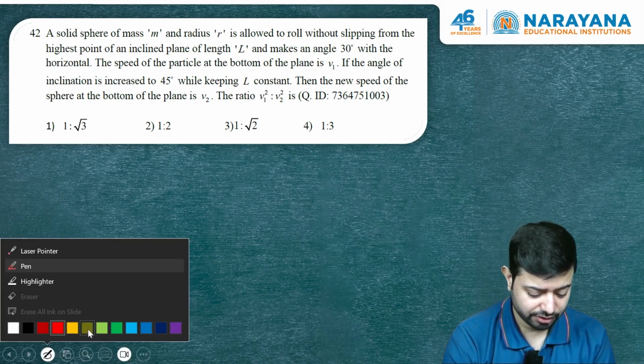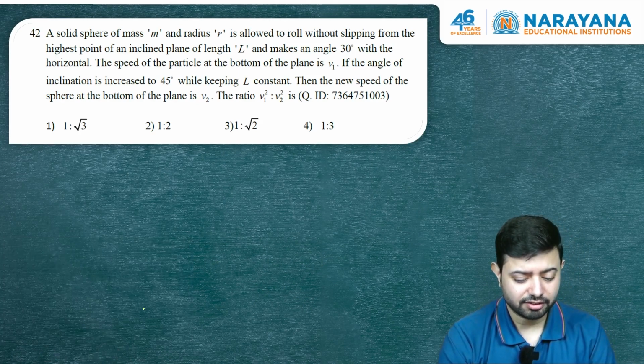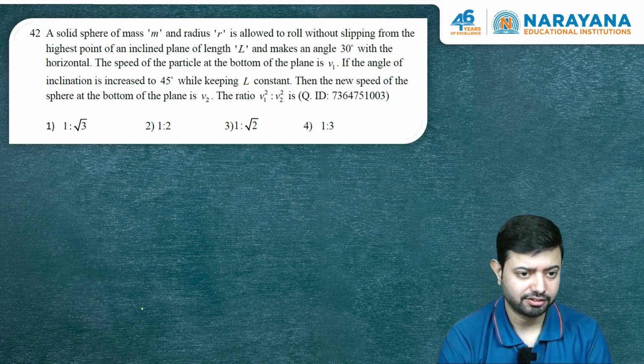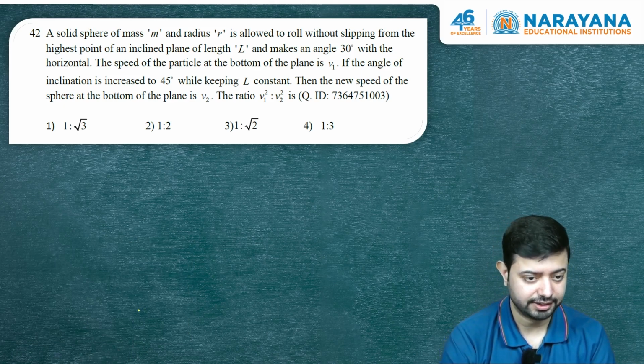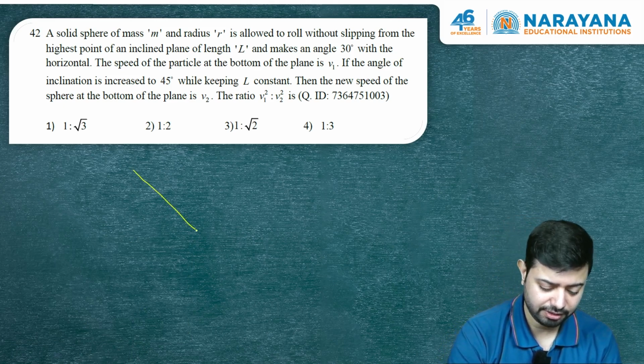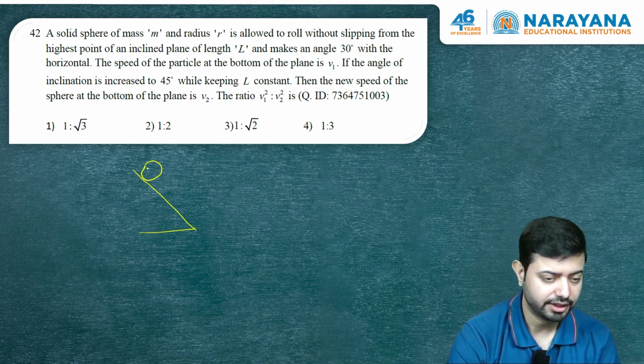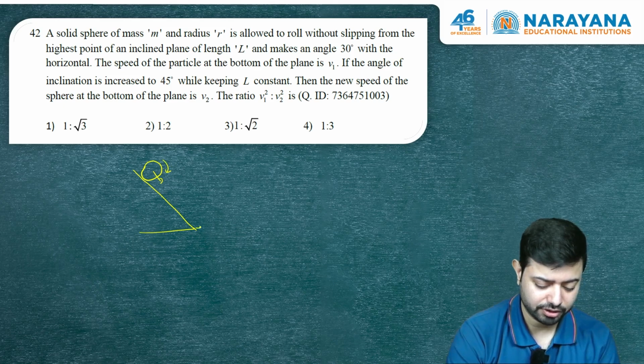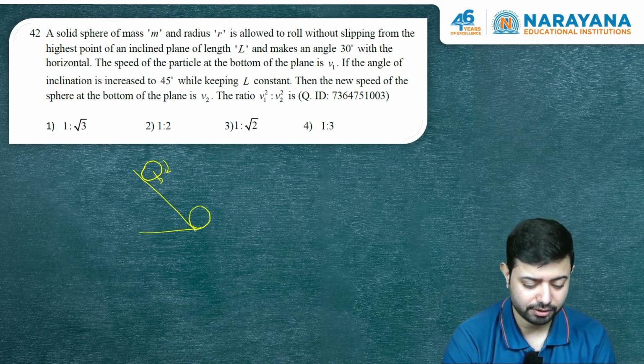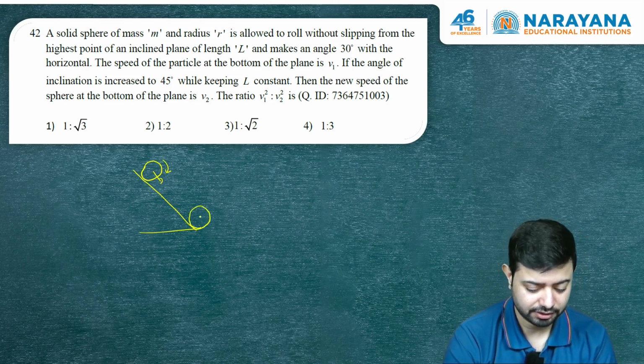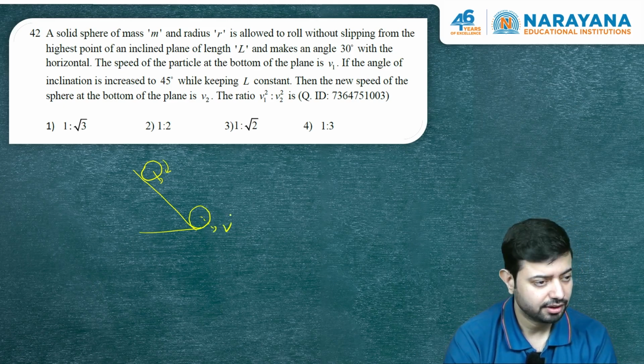A solid sphere of mass m and radius r is allowed to roll without slipping from the highest point of an inclined plane of length L, right. If you take an inclined plane and a particular object is rolling, it will roll down and will reach the bottom. While reaching the bottom, it might have some speed, that is V, clear.